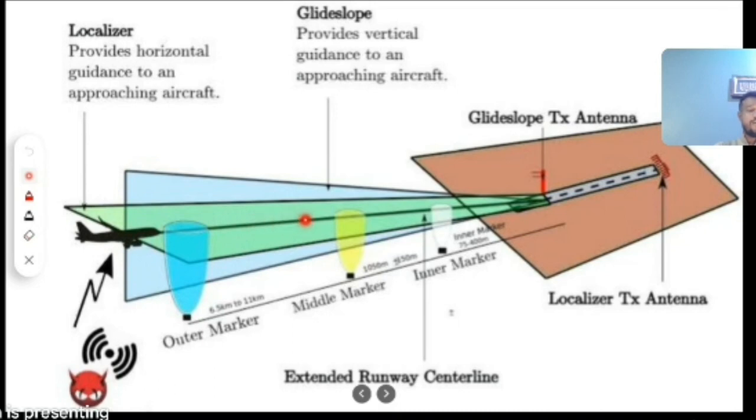The moment you reach above the middle marker, you will get alternate dash and dot, dash dot. Then you will know, okay, I am 4 kilometers away from the runway. The moment you reach the inner marker, you will get a dot dot dot sound, and in the cockpit you will have an IM indication. So you will know I am just 1.5 kilometers away from the runway. So any moment I can land.